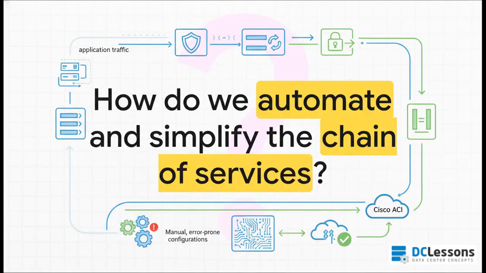So let's just start with the core challenge, right? Modern applications are anything but simple. Their traffic needs to navigate a very specific sequence of services. A firewall first, then a load balancer, maybe an SSL offloader after that. Manually stitching this service chain together is where everything gets messy. So how do we build this critical path for our apps without completely drowning in command line interfaces and risking human error every single time we make a change?